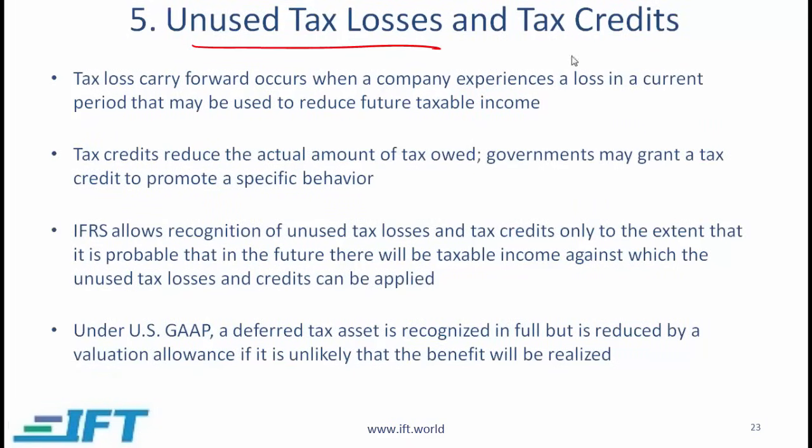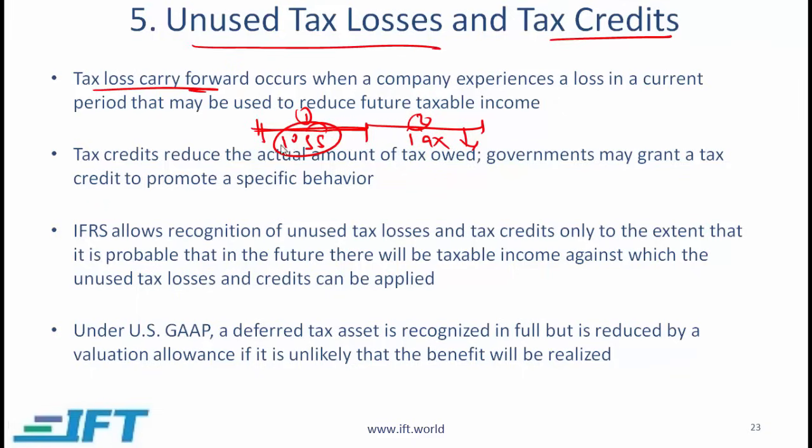Coming now to unused tax losses and tax credits. Tax loss carry forward occurs when a company experiences a loss in a current period that may be used to reduce future taxable income. So if you have this situation where in period 1 a company incurs a loss, obviously the company will not pay any taxes over here, but under some rules it might be possible that because of this loss the tax in the next period will be lower.